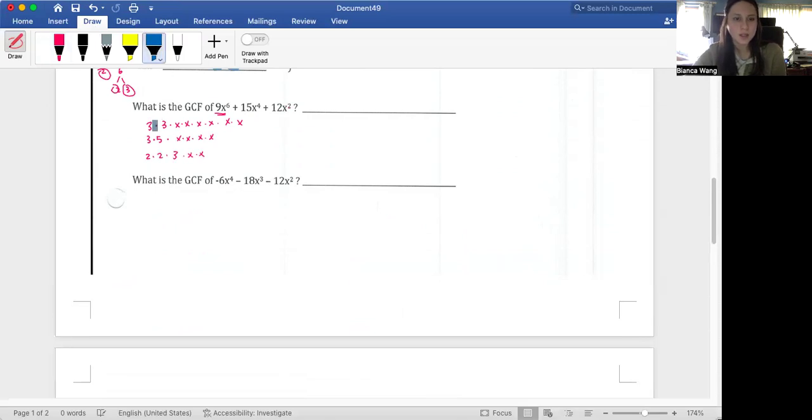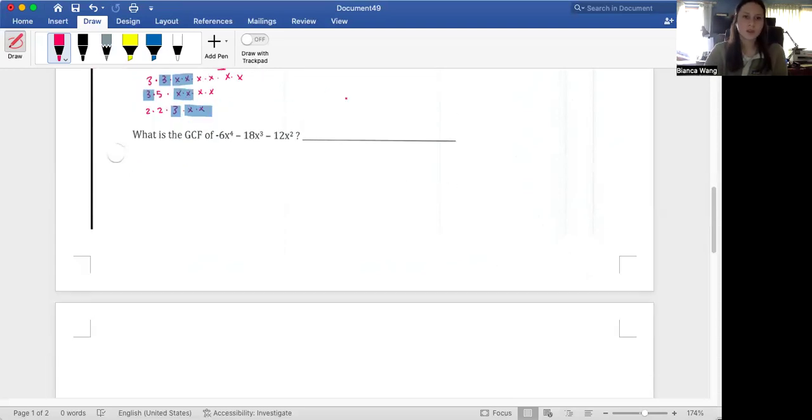So let's highlight our common factors. Each one of them has a 3, and each of them has a minimum of 2 x's. So the greatest common factor is 3x to the 2nd power. Next one.